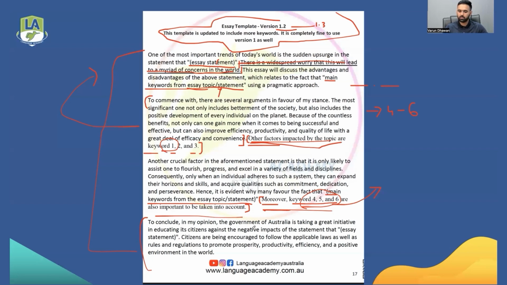To conclude, in my opinion, the government of Australia is taking a great initiative in educating its citizens against the negative impacts of the statement. Here you write the statement. If it's short, or if it's very long, or if you're exceeding the word limit, you can write few keywords as well.